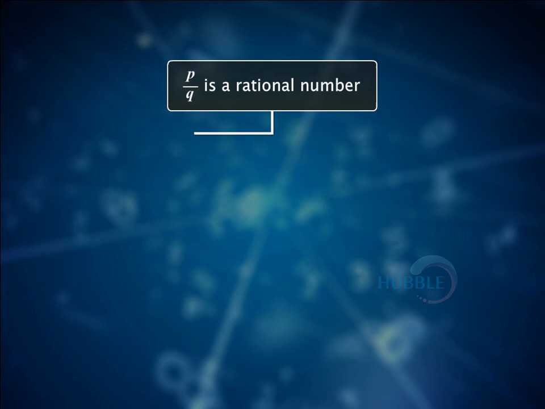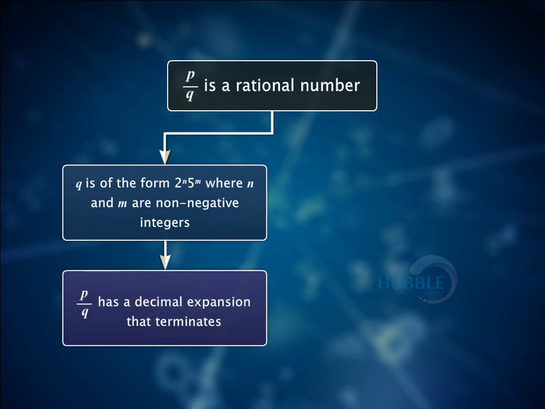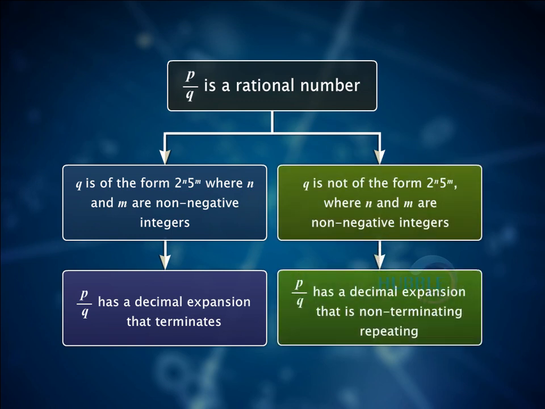Therefore, for a rational number p over q, if the denominator q is of the form 2 power n times 5 power m, where n and m are non-negative integers, then the rational number p over q has a decimal expansion that terminates. Otherwise, the rational number p over q has a decimal expansion that is non-terminating, repeating.